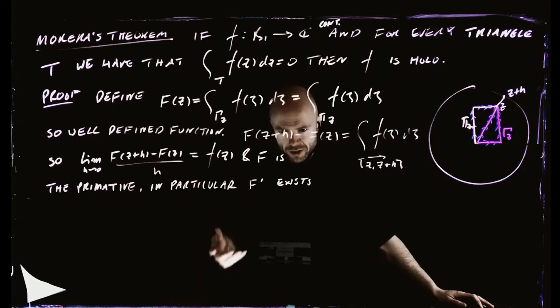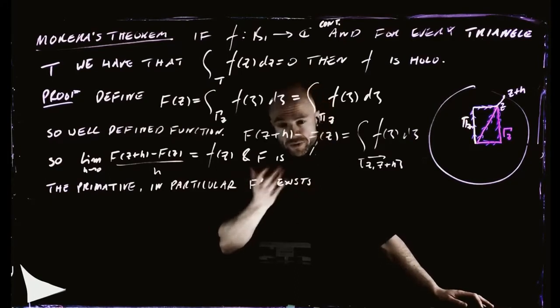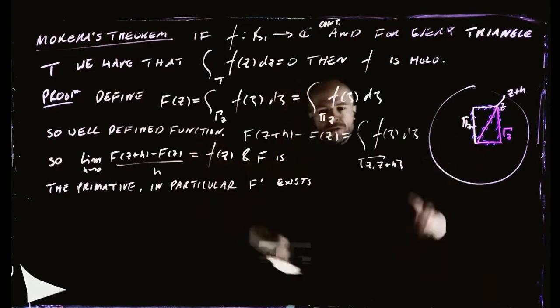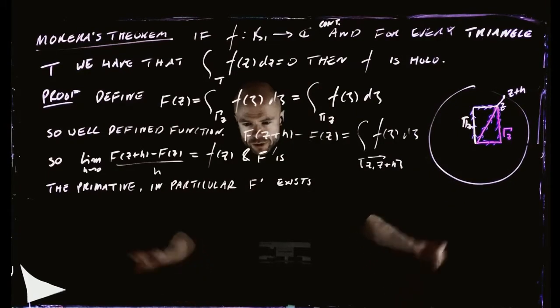Because capital F is holomorphic. Holomorphic is just having a derivative, yeah? So capital F has a derivative, it's holomorphic. And then all of the stuff that we know just kicks in for capital F, yeah? All of our theorems apply.